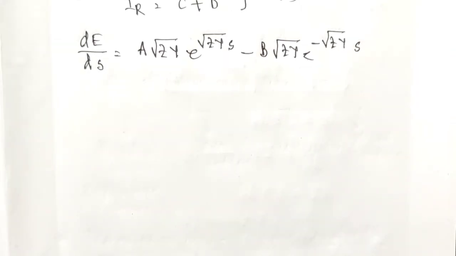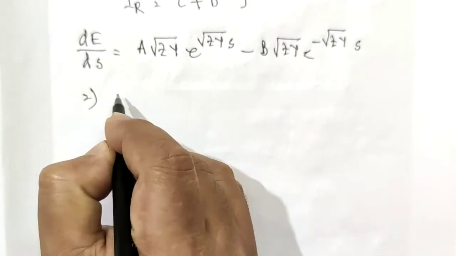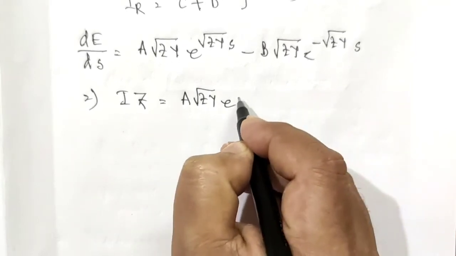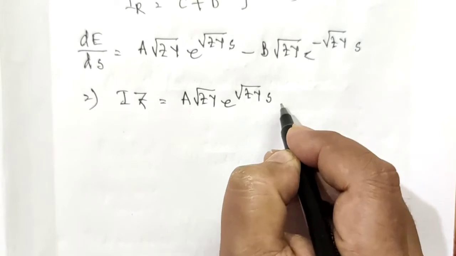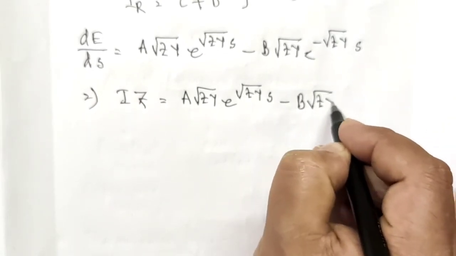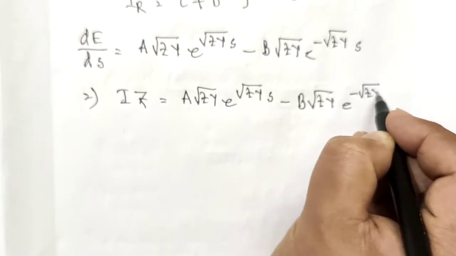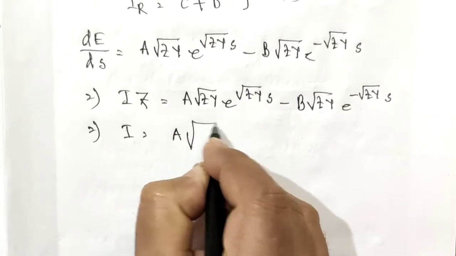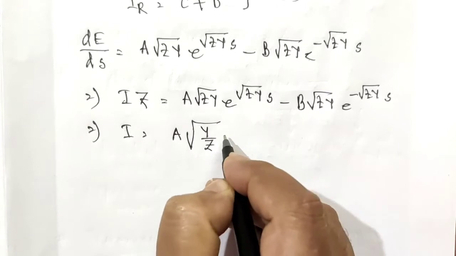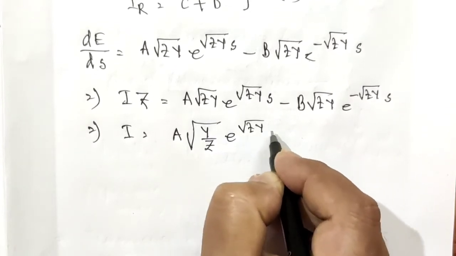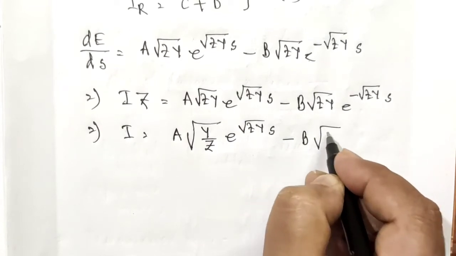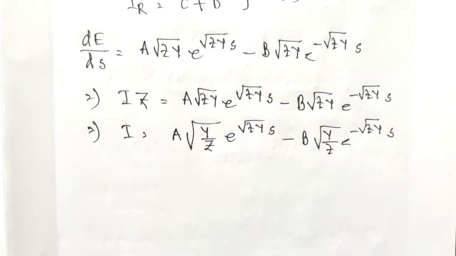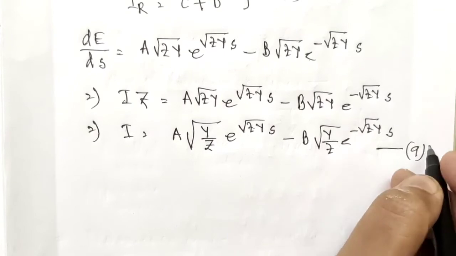After putting the value of dE/ds from equation 1, we get I into Z equals A root ZY e to the power root ZY s minus B root ZY e to the power minus root ZY s, or we can get I equals A root of Y by Z e to the power root ZY s minus B root of Y by Z e to the power minus root ZY s. Let it be our equation number 9.